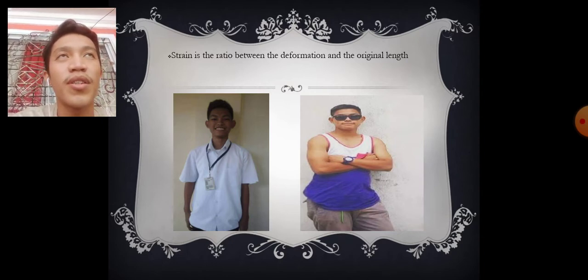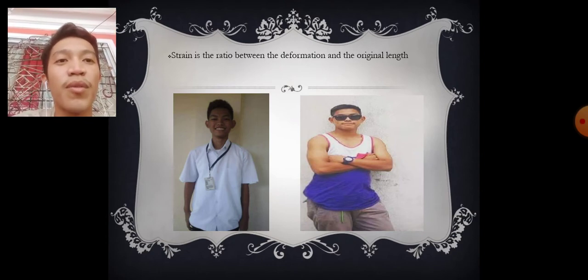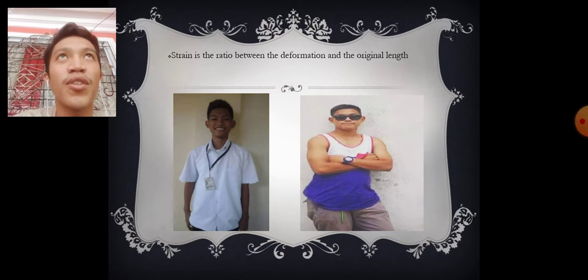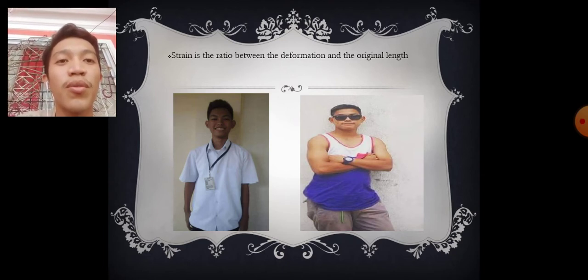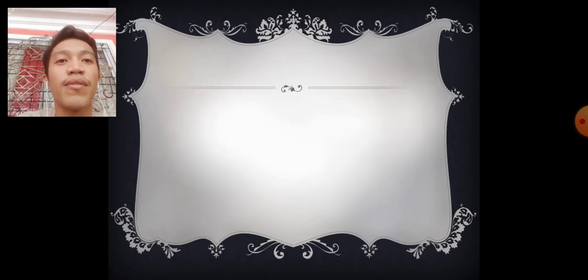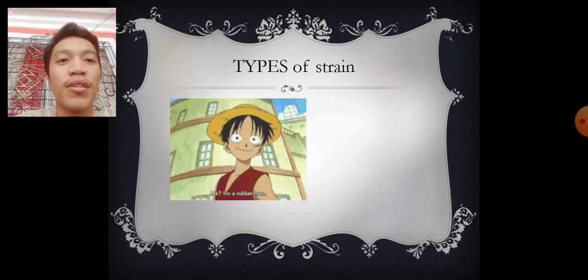Just like strain, for example, the original length of a rubber band is 10 inches. Then when you pull it, it becomes, let's say, 12 inches. So there's 2 inches added to the length of the rubber band. Now the ratio of the deformation to the original length, when you solve that using the formula, is called strain. Now there are two types of strain.